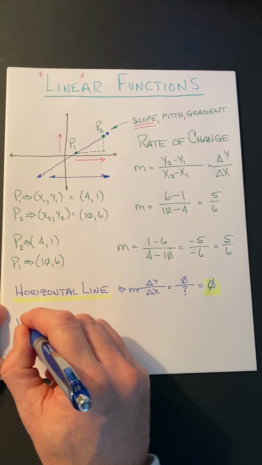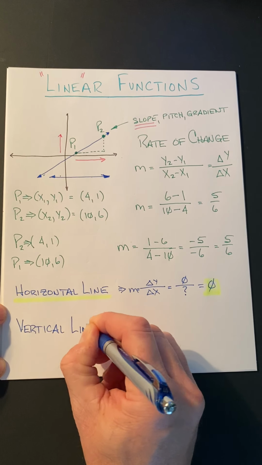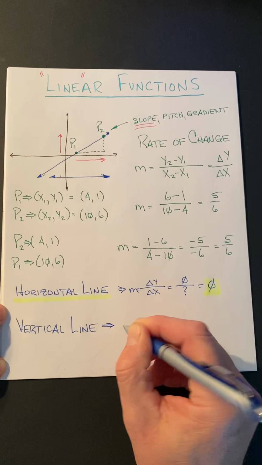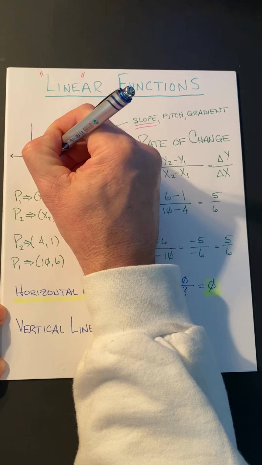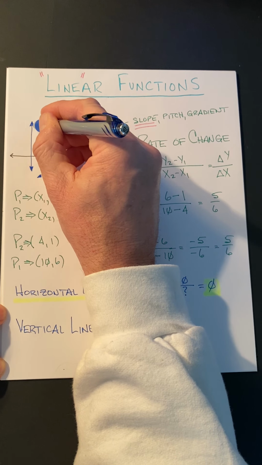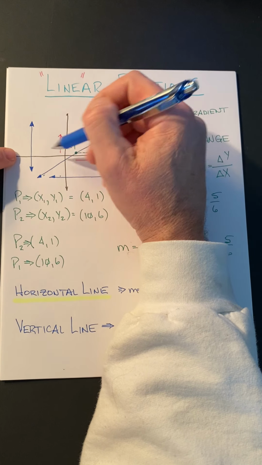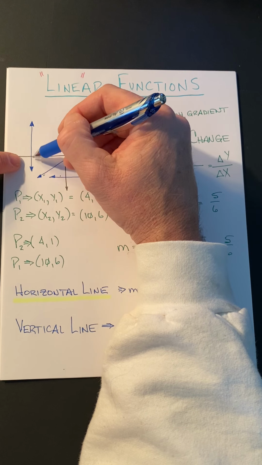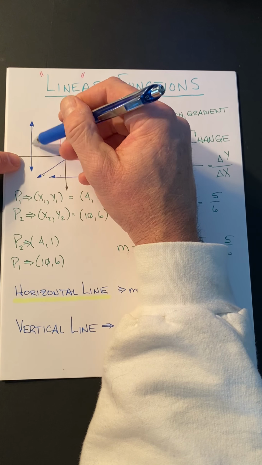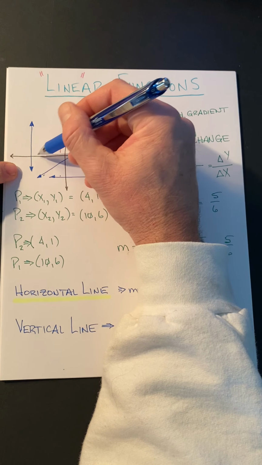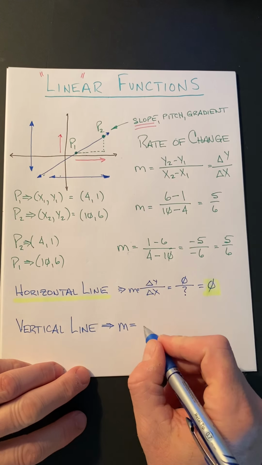Well, what happens if we have a vertical line, okay? Let's look at what's going on with a vertical line relative to slope. So if I have a vertical line over here on my graph, we have a similar situation. It's parallel to the y-axis. Every single point along this line is going to have the same x value, okay? Y is changing for sure, but x is the same everywhere along here, right? So what's going to happen here?